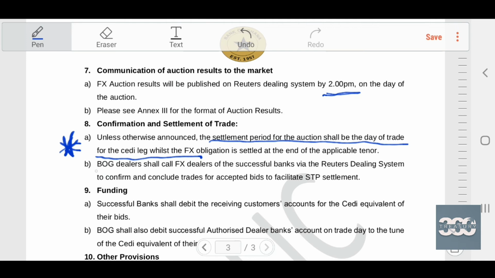Okay. Now, BoG dealers shall call FX dealers of the successful banks via the Reuters dealing. I think this should be reading Refinitiv because it's now Refinitiv, to confirm and conclude trades that accepted bids, right, to facilitate straight-through processing settlement. Yeah, most banks have straight-through processing settlement from Refinitiv, so that's good.